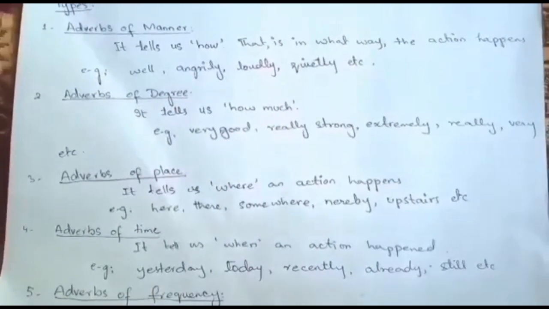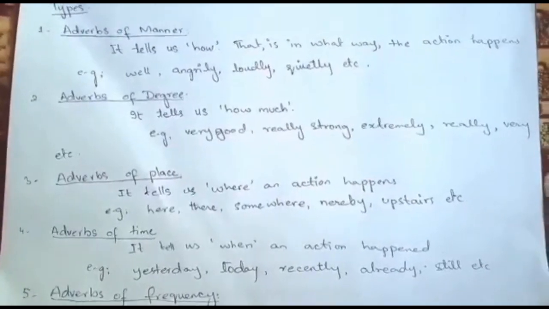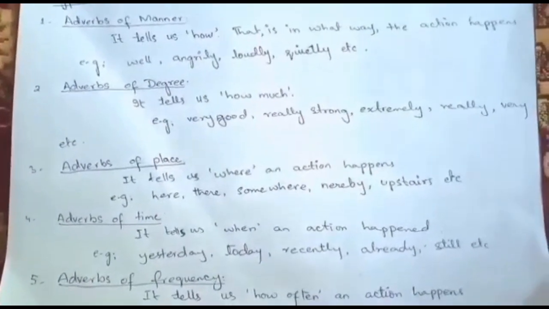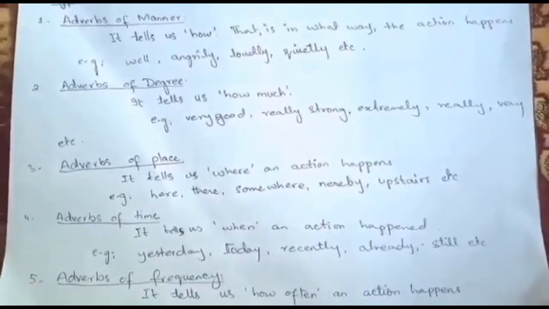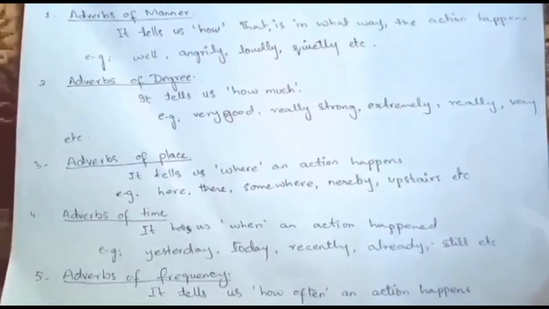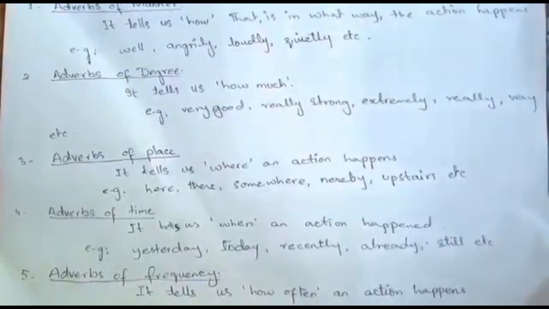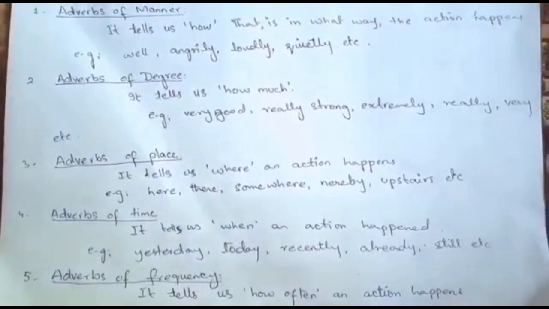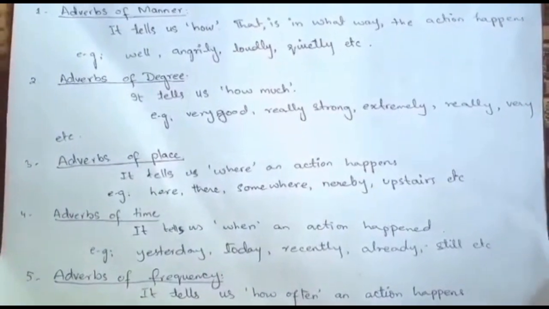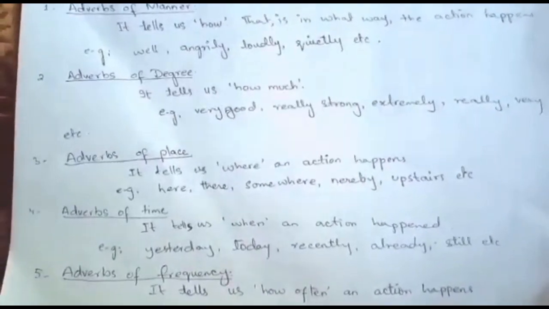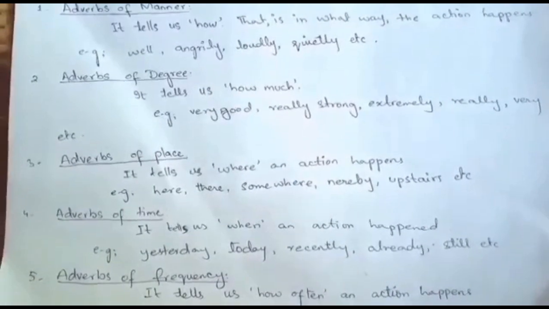Number 4, adverb of time. It tells us when an action happened. For instance, yesterday, today, recently, already, still, etc. So these are the words which tell you the time, when an action happened. For instance, Ali went to the zoo yesterday. So over here, what did you notice? When did Ali go to the zoo? Yesterday. So over here, yesterday shows you the time. So it is the adverb of time.